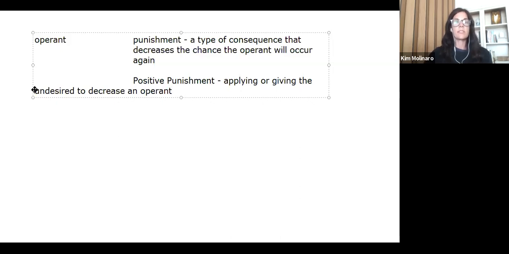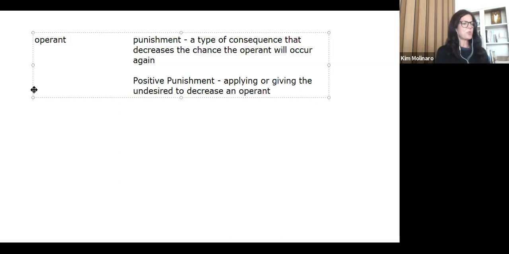So in other words, if you give someone a "stop it," like "stop doing that," which, you know, isn't great, but let's say that's what you chose to do. Stop doing that. You're applying the undesired, right? You're correcting them. You're kind of yelling at them. That's positive punishment because it's applying the undesired. It doesn't mean it's a good punishment. It doesn't mean it's effective, but we don't code things like that. We code it as positive punishment because it's applying or giving the undesired to decrease the operant.